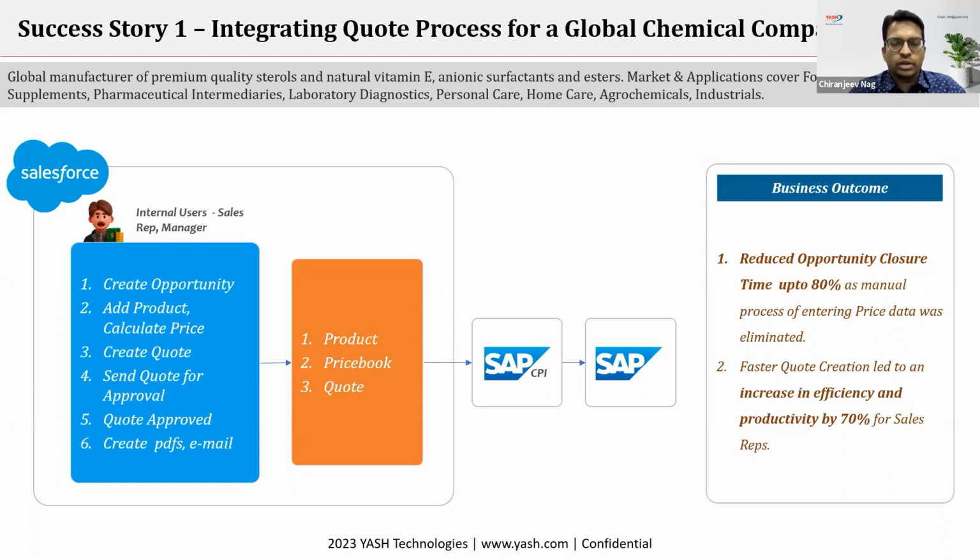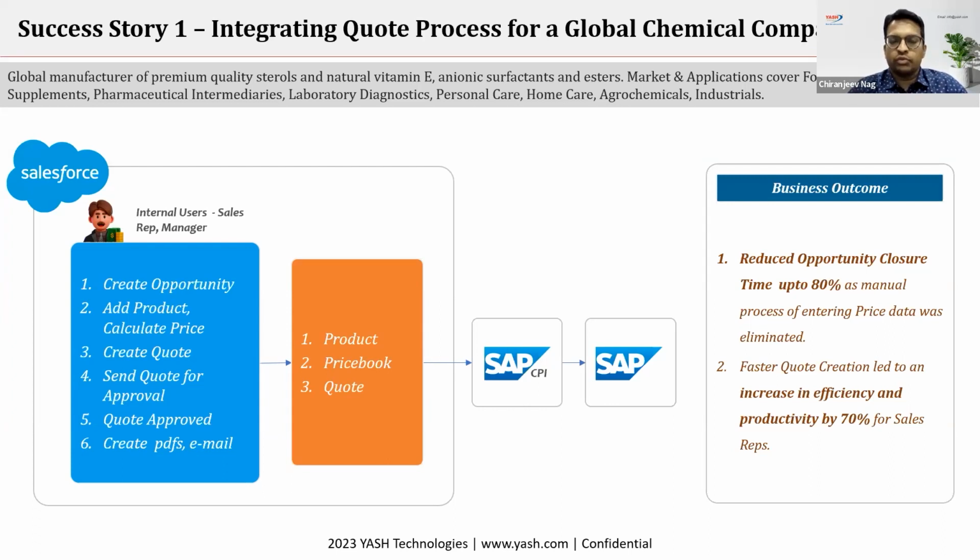The first success story is about a global chemical company, and this is the same use case with which we started this webinar. The customer wanted their sales reps to create quotes in the Salesforce system with the right data being available, like product data and price data, everything available within Salesforce. The quotes had to be created as soon as possible, which leads to closing opportunities sooner, and then the quote details had to be sent to the ERP system.